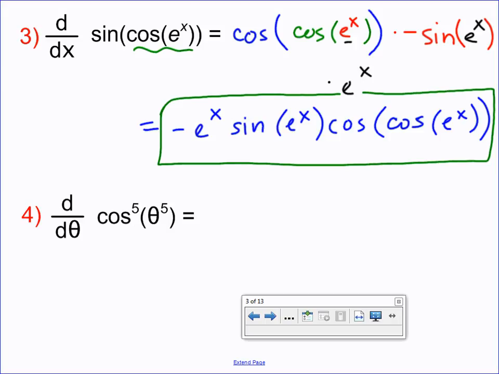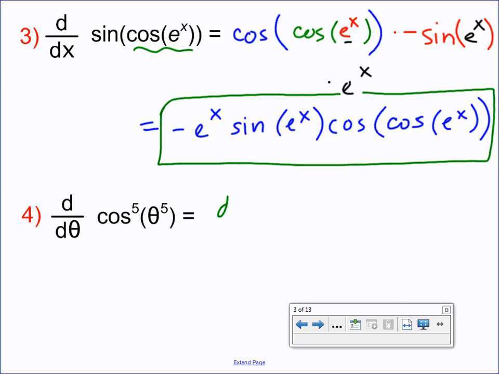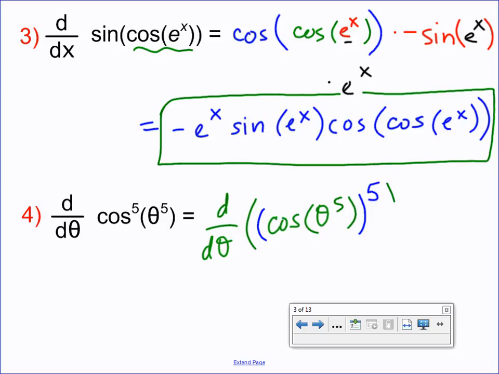So we've got cosine to the 5th of theta to the 5th. Wow, and so this might be easier to visualize if we rewrite this, not differentiate, but just rewrite. That shorthand notation, cosine to the 5th, really means cosine of the angle all to the 5th. So I'm thinking it might be helpful to rewrite this as cosine of theta to the 5th, and then that's all to the 5th. So if I rewrite this as cosine of theta to the 5th, all to the 5th, then it's easier to see my overall function.